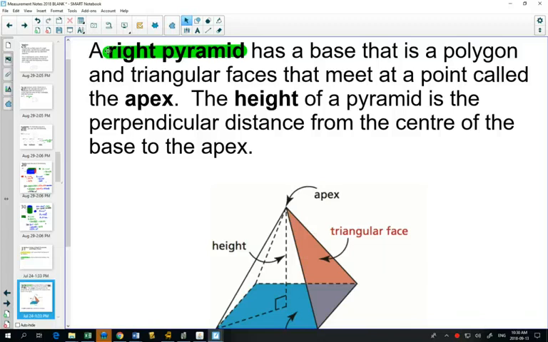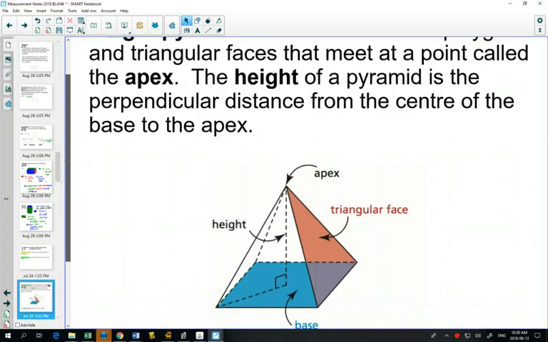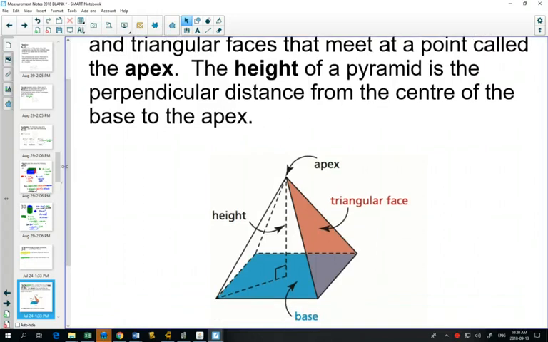And then the height of the pyramid is the perpendicular distance from the center of the base to the top, or the apex. Why is the center important? Because I could take this point, can you imagine me dragging it this way and it would still move around and then this would shift? You could still have shapes like that, but we're going to talk about height being straight up from the center.